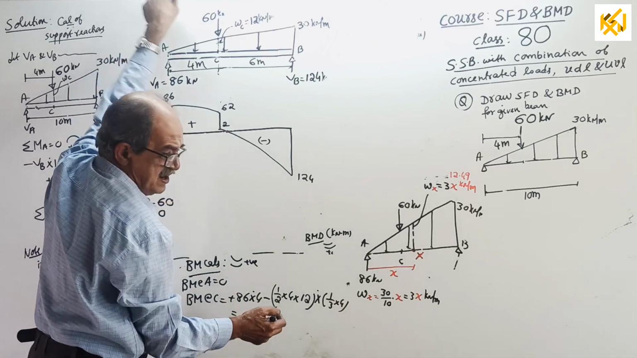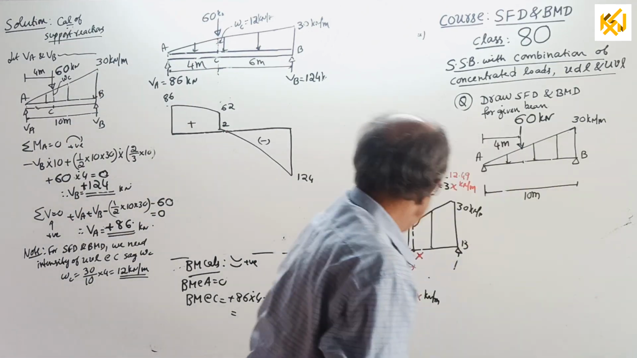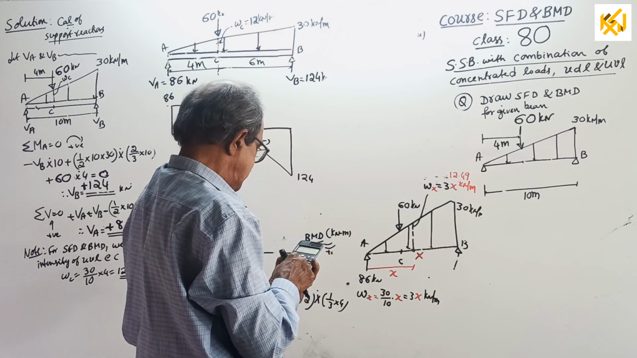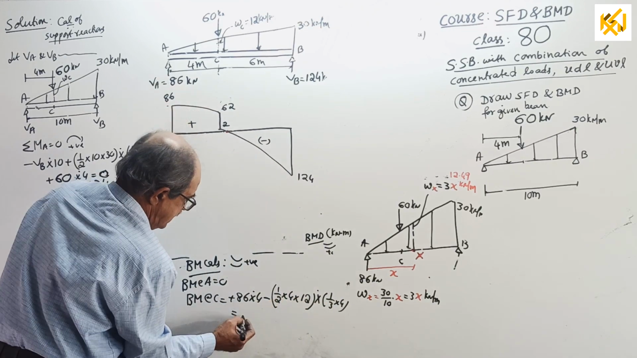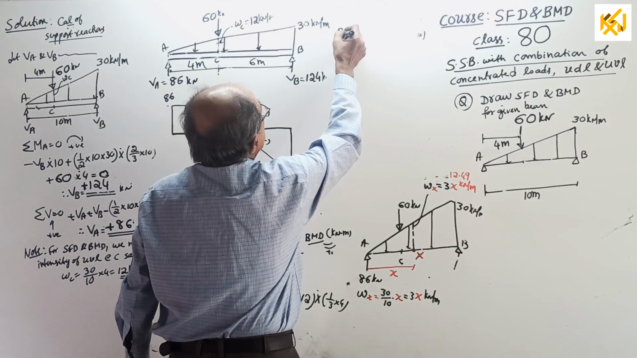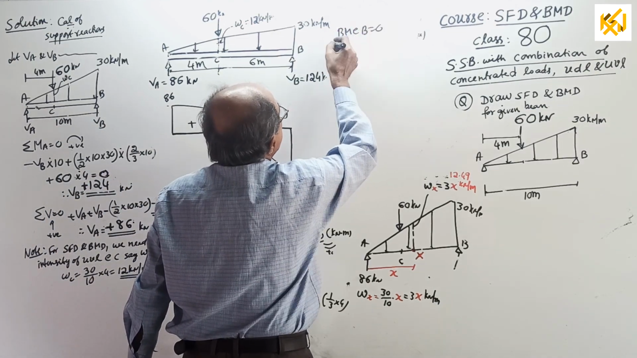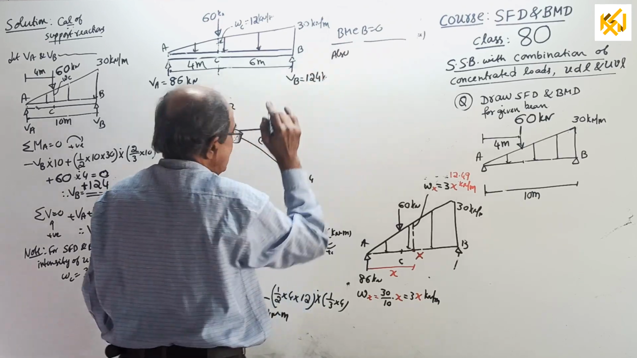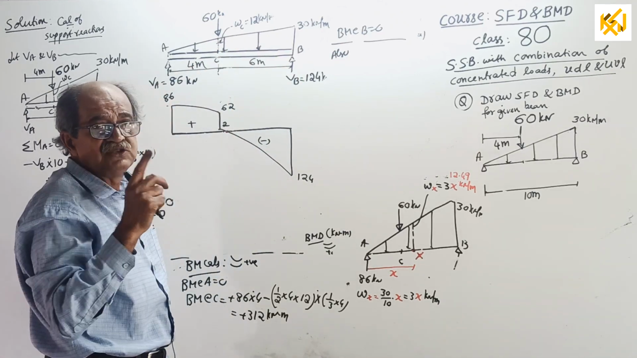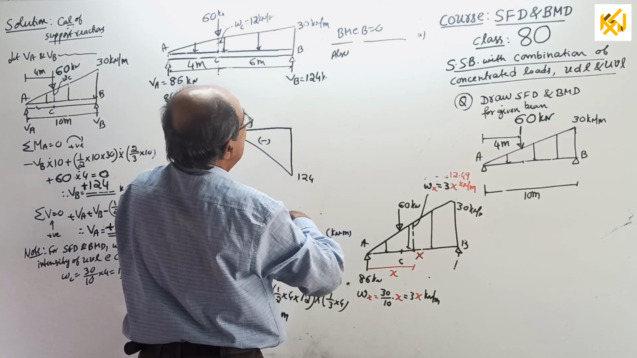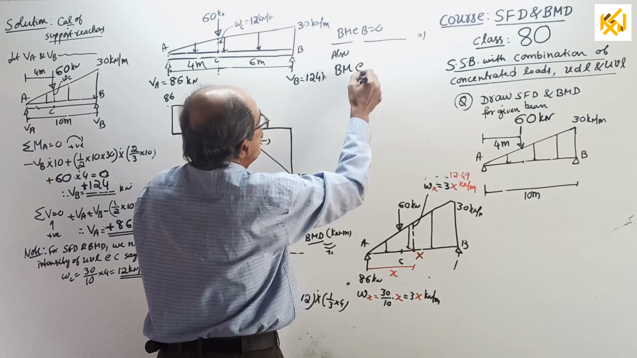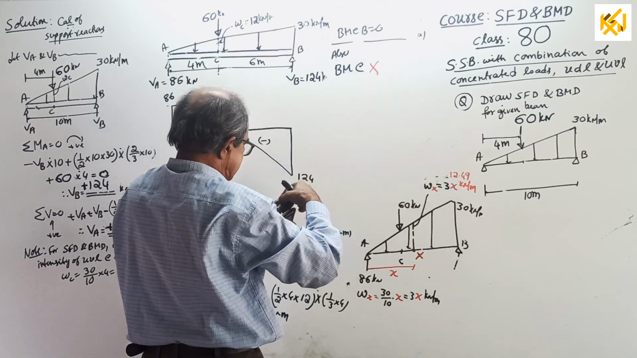I should not explain this one because I explained it many times. So 86 into 4 minus half into 4 into 12 into 4 by 3 will give you plus 312 kN meter. Then BM at B equal to 0. Also, once again, you require BM at A, BM at B, BM at C standard point, and also BM at the point X. You can write a note that this is the point where bending moment is going to be maximum.